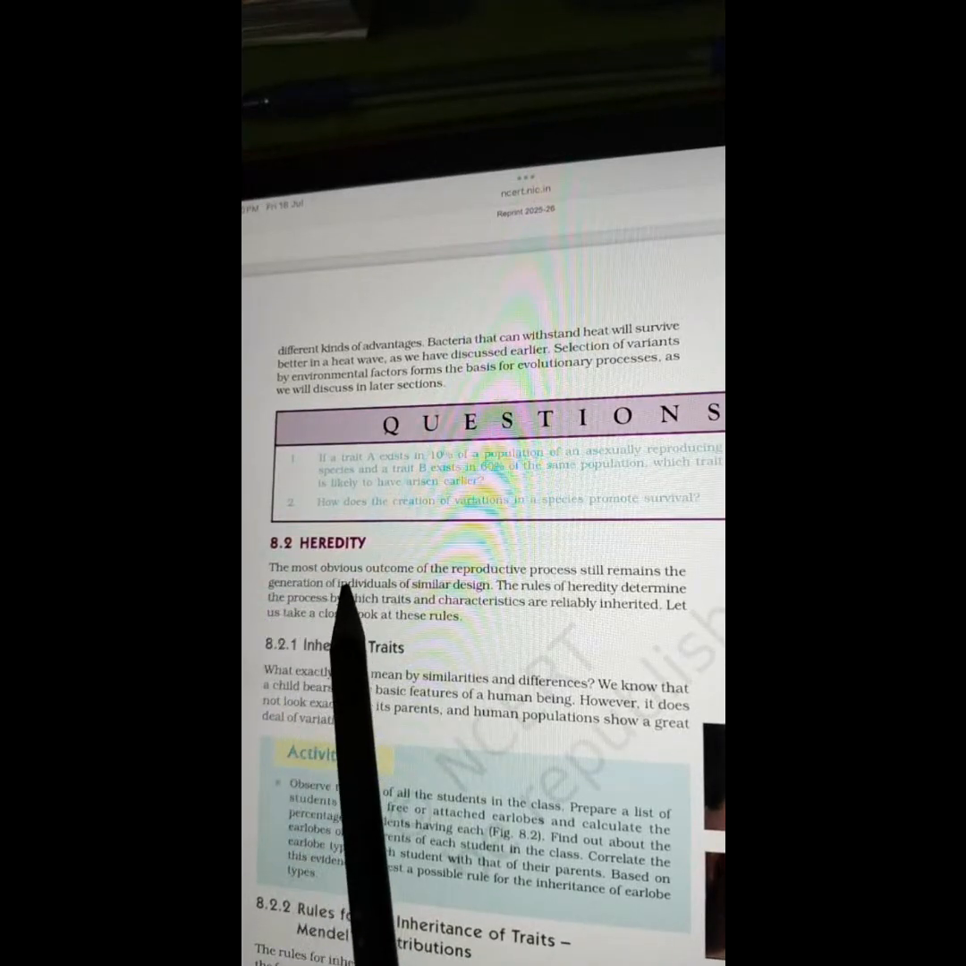8.2 Heredity. The most obvious outcome of the reproductive process still remains the generation of individuals of similar design. The rules of heredity determine the process by which traits and characteristics are reliably inherited. Let us take a closer look at these rules.